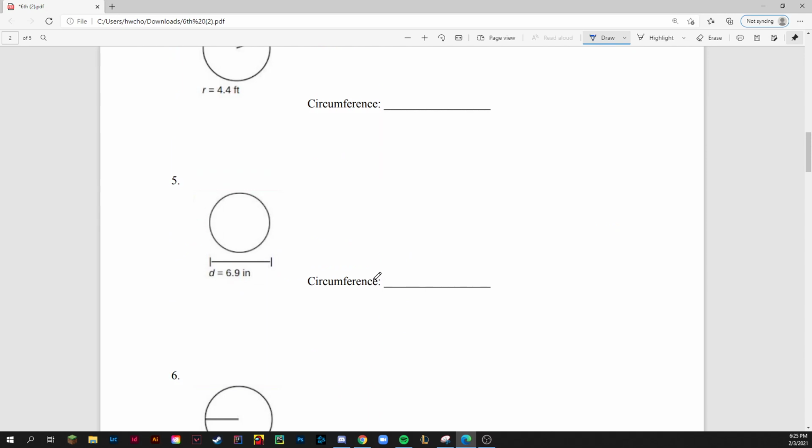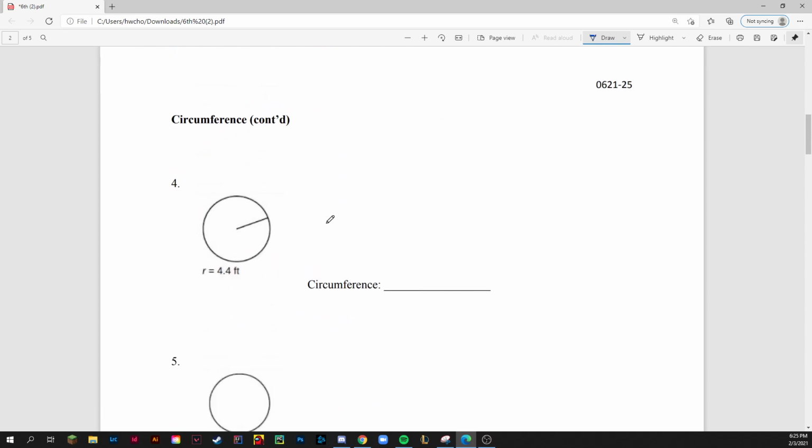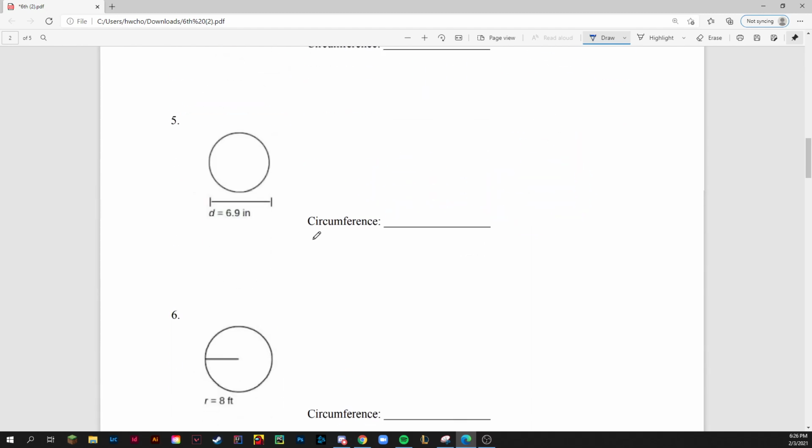Let's go over another one, number 4, which is saying radius is 4.4, and with the 4.4 you just plug it into the formula, 2 pi r. So 2 times 4.4 times pi is going to be equal to 8.8 pi feet. That's your answer for number 4.